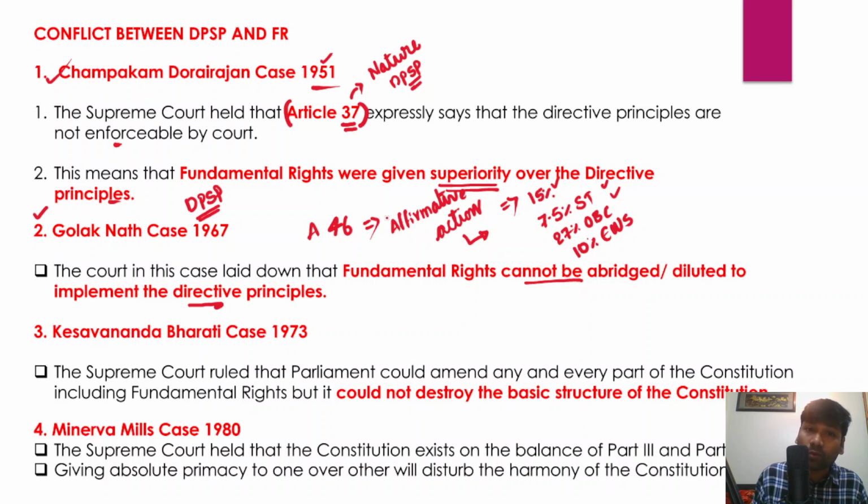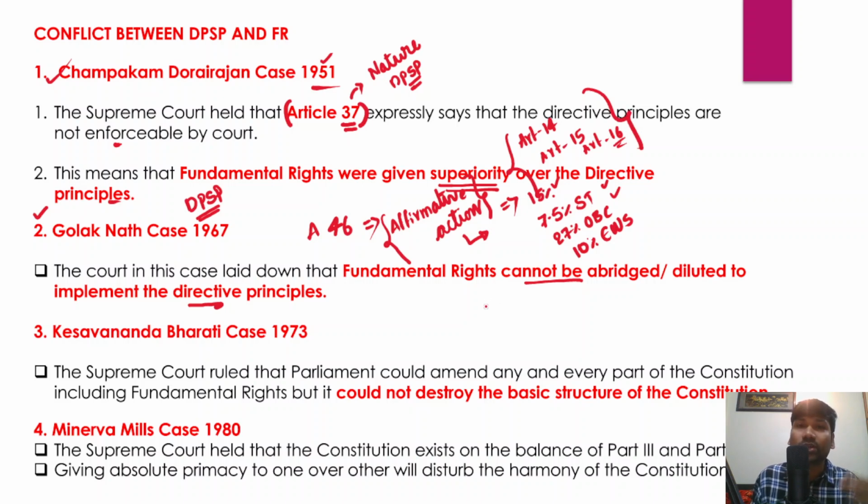However, providing reservation benefits is considered a violation of Article 14. It is considered a violation of Article 15 and Article 16 as well, because those articles believe in equality of opportunity and no discrimination by the state, right? That's how there is always a tussle or a conflict between the fundamental rights and directive principles of state policy. And in the Golaknath case of 1967, the Supreme Court laid down that Parliament cannot abridge or take away any of these fundamental rights for the implementation of the directive principles of state policy. It has made it very, very clear.